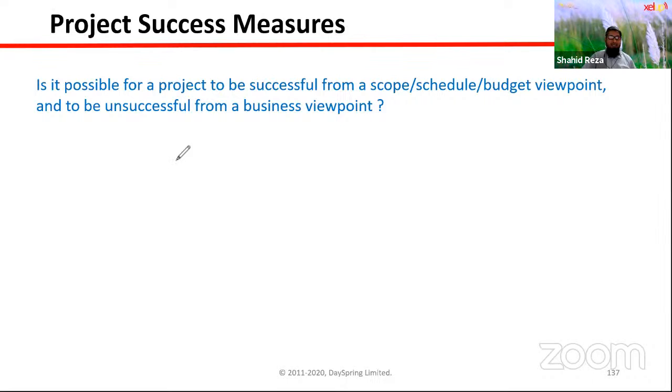You have to set the metrics. That can be NPV, that can be IRR or other things. That we actually set when the project started. And these metrics will be where? Will be in the business case and benefit management plan, right?